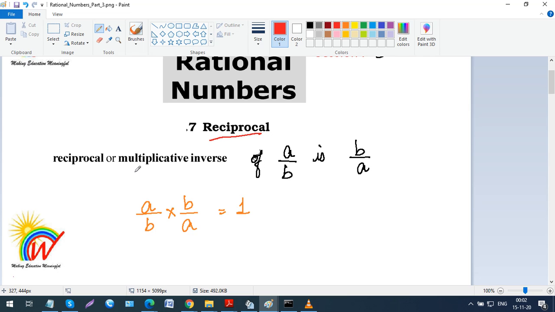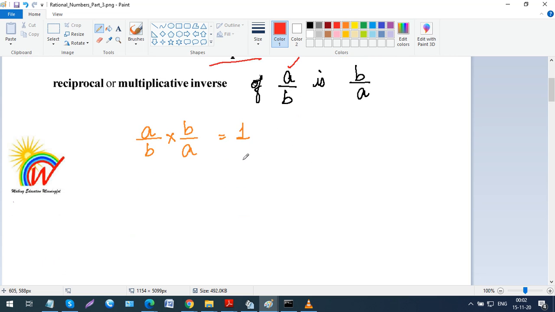It means the same. If there is a rational number like a by b, the reciprocal of this is going to be b by a. So you are just turning it around, rotating it upside down. That's what is called the reciprocal. And if you multiply a by b and b by a, you will always get 1 as the answer. The a gets cancelled, the b gets cancelled, and you always get 1.